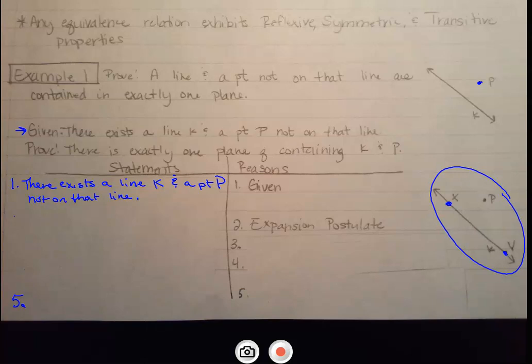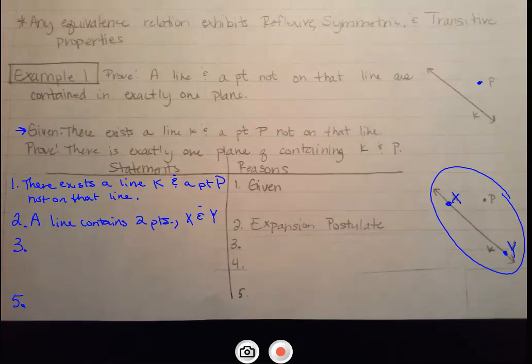Okay, so the expansion postulate says a line contains 2 points. And so we could say X and Y. We need to name them so we can reference them later. So that's what we added to our sketch. That's our expansion postulate. Very nice.